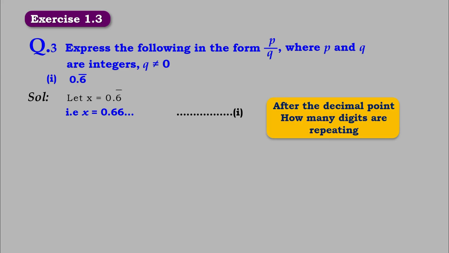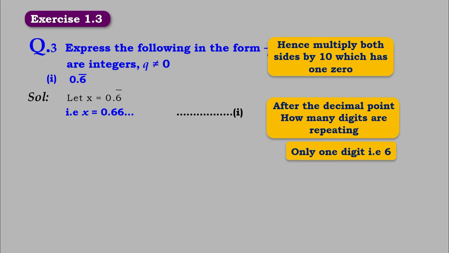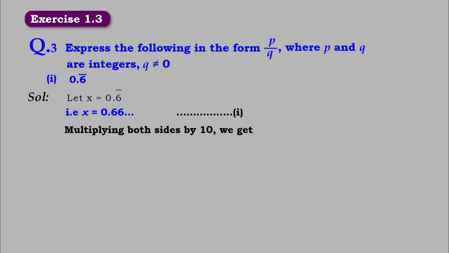Now after the decimal point, how many digits are repeating over here? If we take a look, only one digit, that is 6, is repeating. Hence, we need to multiply both sides by 10, which has only one 0. Since only one digit is repeating, we are multiplying by 10, which has only one 0. So multiplying both sides by 10, we get 10x equal to 6.66. Let us name it equation number 2.